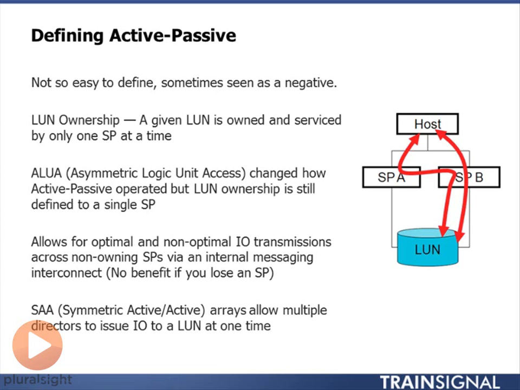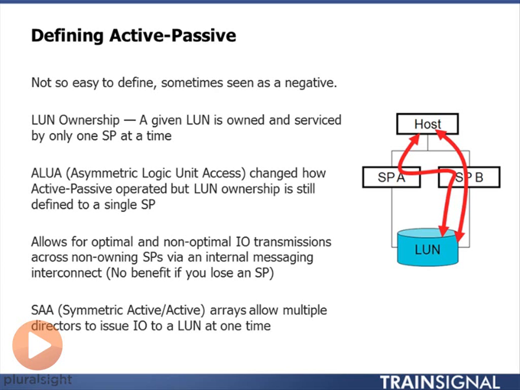Non-optimal would be across SPA. So that's a very common terminology with ALUA itself, optimal and non-optimal pathing. You actually see, once we get into the interface within the lab itself, it says optimal and non-optimal. It shows you that information within the GUI itself.